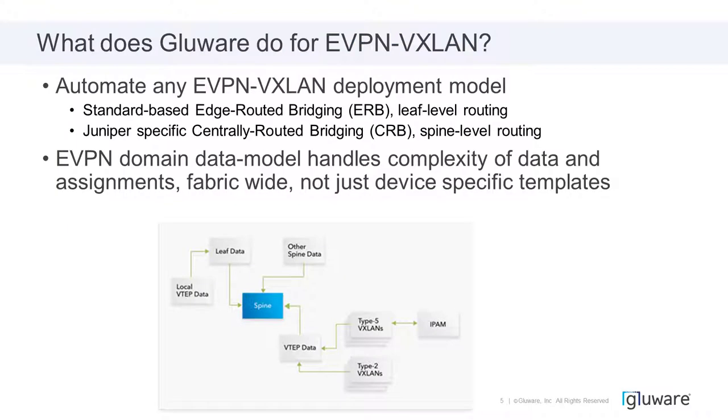So what does Gluware do for EVPN-VXLAN? In short, we provide very flexible, intelligent automation. EVPN-VXLAN can be manually configured via the CLI. This is often referred to as a controllerless implementation, since many vendors who support EVPN offer some type of software controller to implement the configuration and the changes.